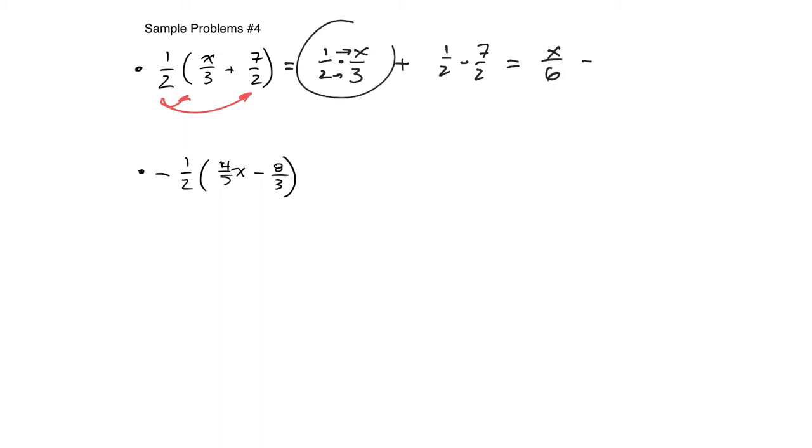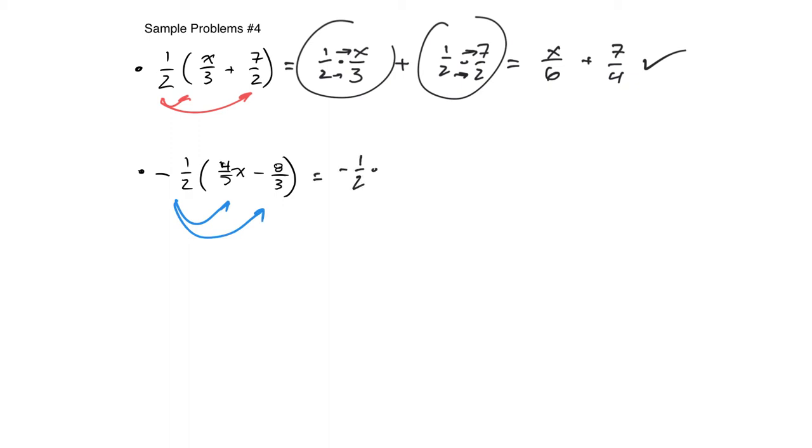Last two sample problems, write these down. I have 1/2 times x over 3 plus 7/2. So I'm going to distribute 1/2 times 7 over 2. I'm going to simplify this. Remember, we multiply straight across. It gives me x over 6 plus, and we do this one, multiply straight across, 7 over 4. I am done.